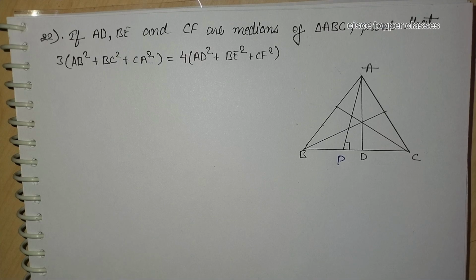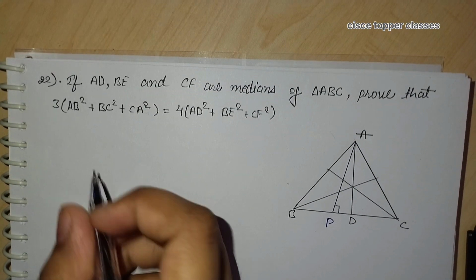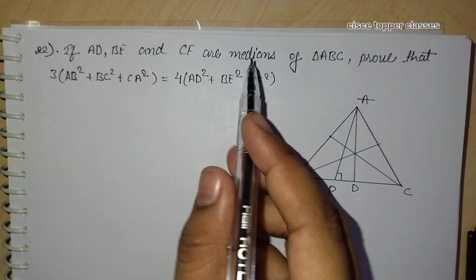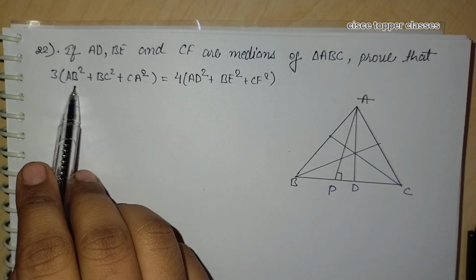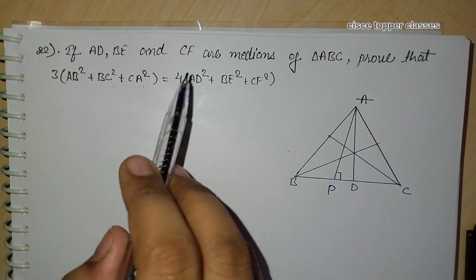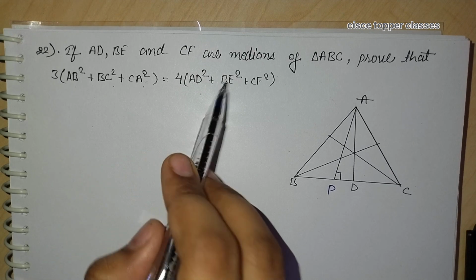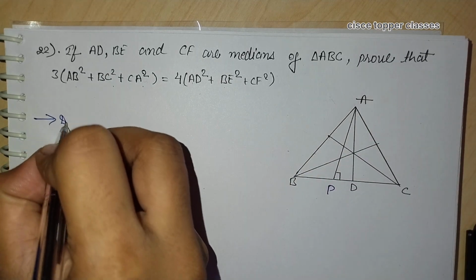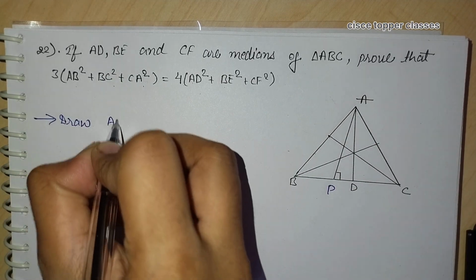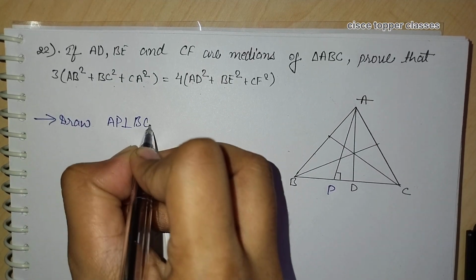Let us solve the 22nd question here. The question is: if AD, BE and CF are medians of triangle ABC, prove that 3 times (AB square plus BC square plus CA square) is equal to 4 times (AD square plus BE square plus CF square). So firstly, to prove that, we will draw AP, which is perpendicular to BC.